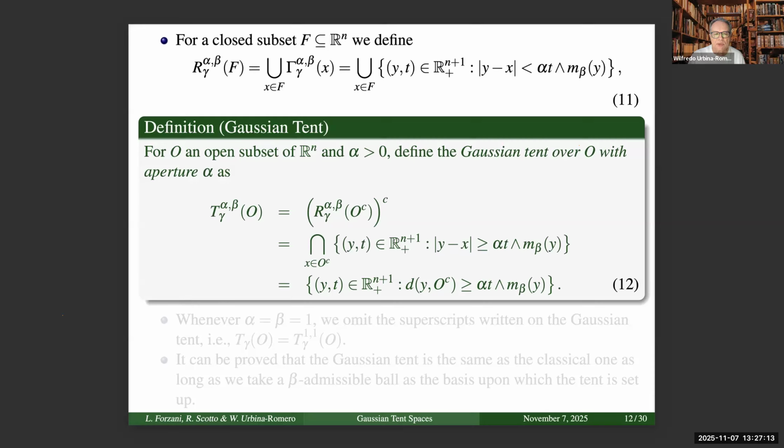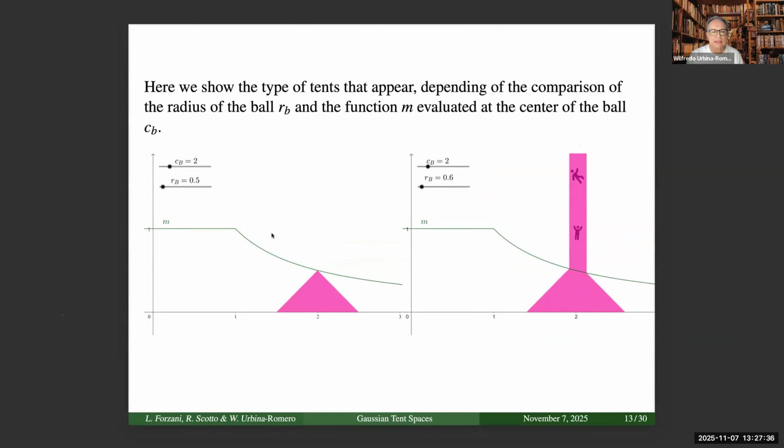I will give you a picture of that in a minute. Here you have an open subset, and for each open set you take the complement, which is closed. You consider the union of all the cones with vertex in the complement, and then you take the complement of everything. So what is the picture of that? The picture is a tent. In the classical case it is always a tent; that's why it's called a tent. But unfortunately, or fortunately, we are not sure yet, in this case, depending on the radius of the ball, the tent may have a chimney, an infinite chimney. So there are two types, depending on the radius of the ball and the function m. You may see very classical ones like this, but you may see things like this.